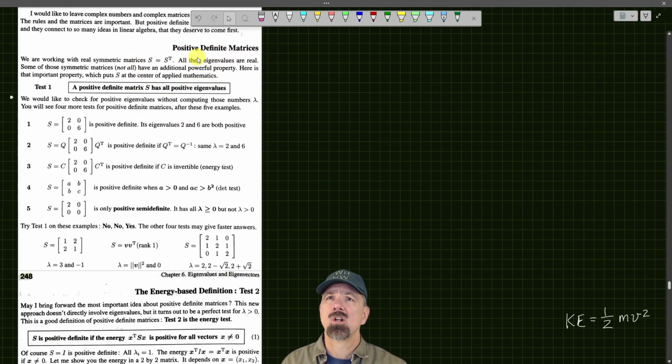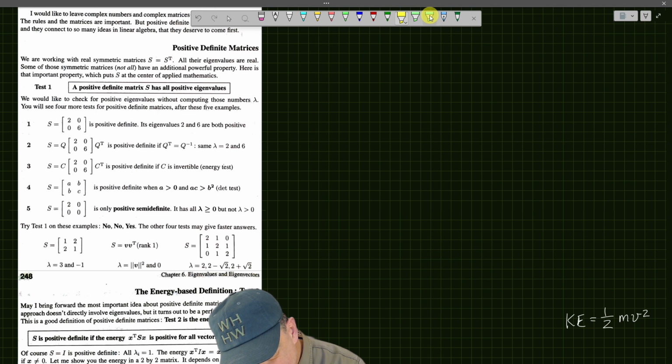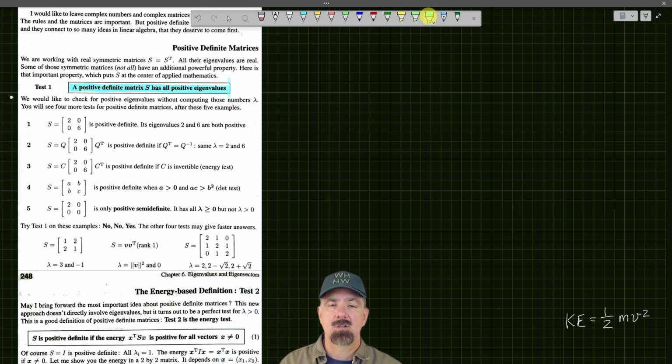And now what we're going to do is look at positive definite matrices. So the first and foremost of our definitions for positive definite is the following: a positive definite matrix has all positive eigenvalues. So the eigenvalues are real and they are positive. So this is different from being symmetric. We can have symmetric matrices that are not positive definite. And in fact, a lot of symmetric matrices are not positive definite. So just because it's symmetric does not guarantee this property.